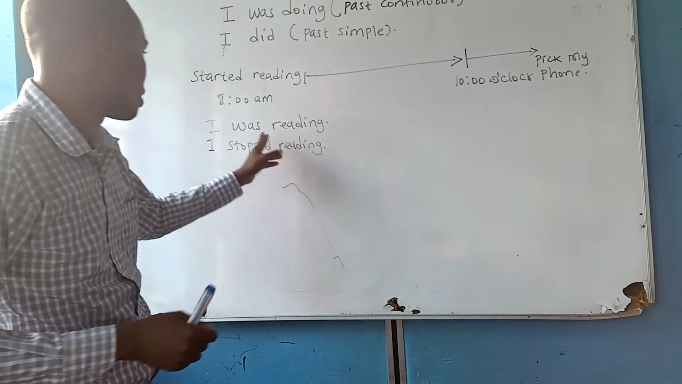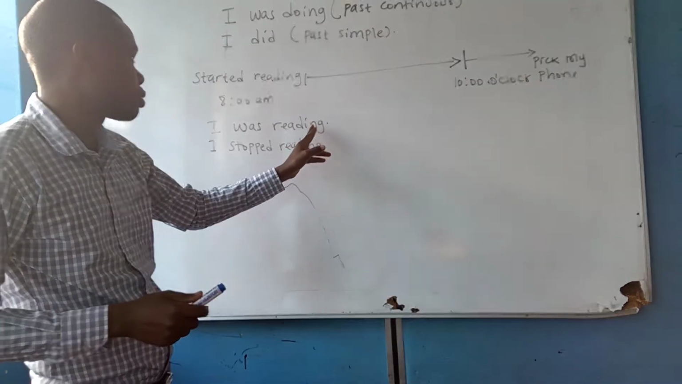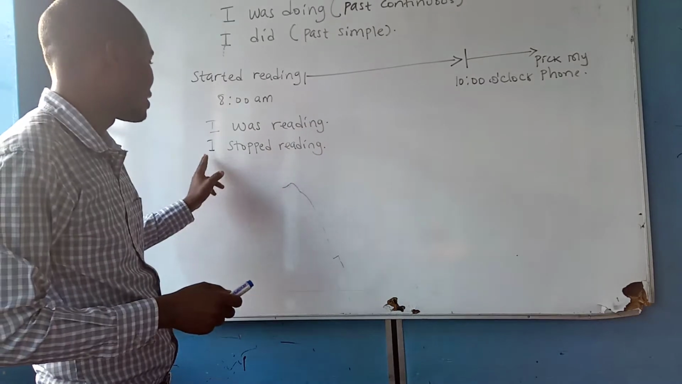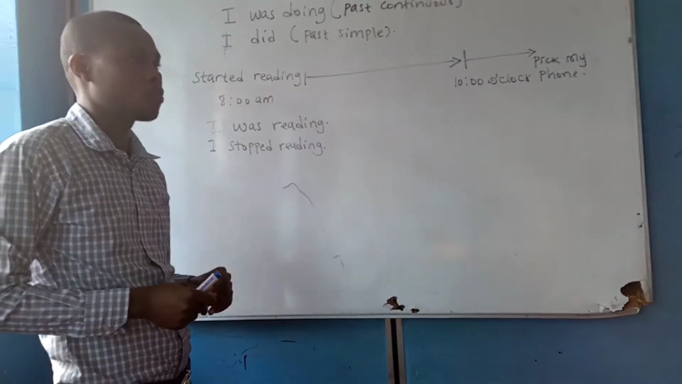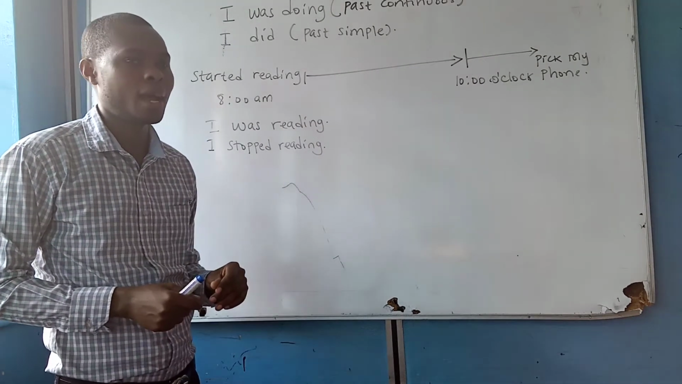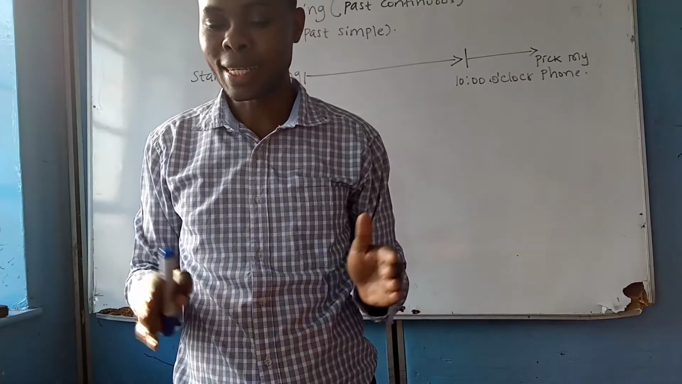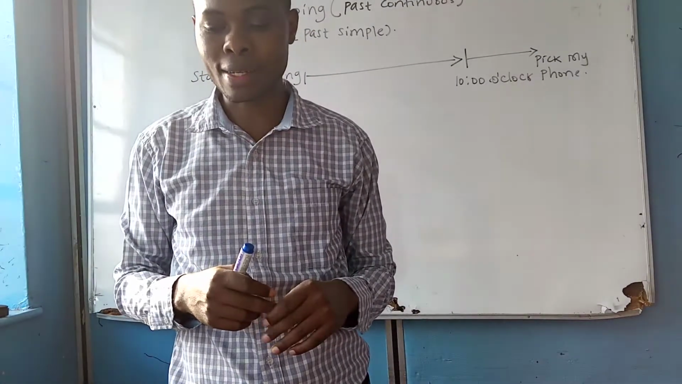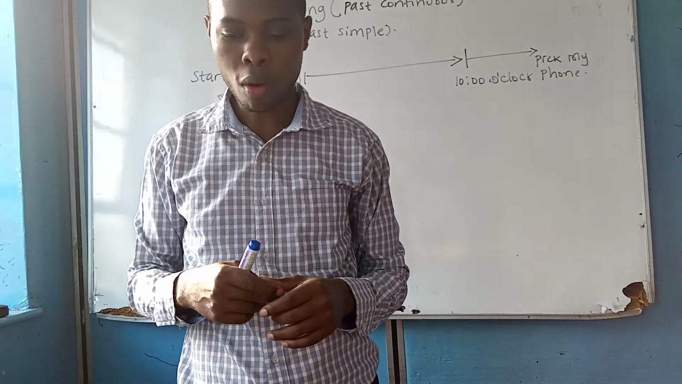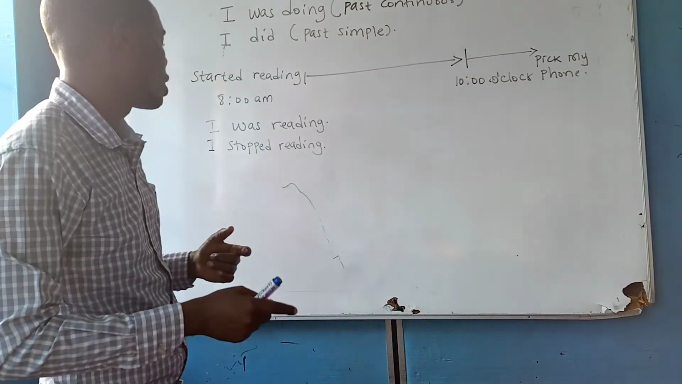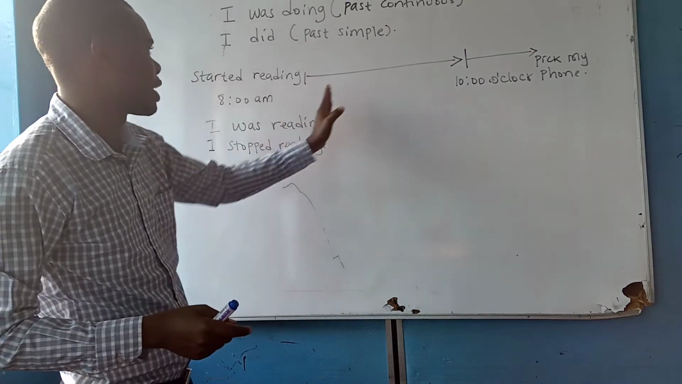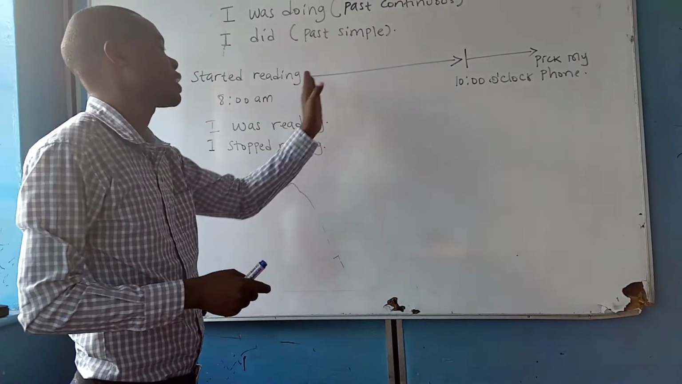So this is past continuous, I mean, and this is past simple. I stopped reading, which means that at that time I wasn't reading, or I was not reading at that time. If somebody asks me, Peter, what were you doing at 9 o'clock? I'll tell the person, I was reading.